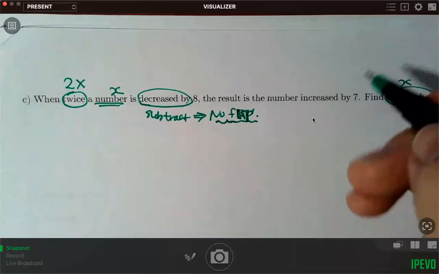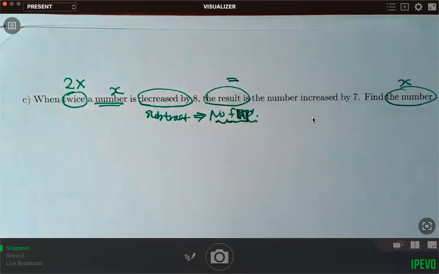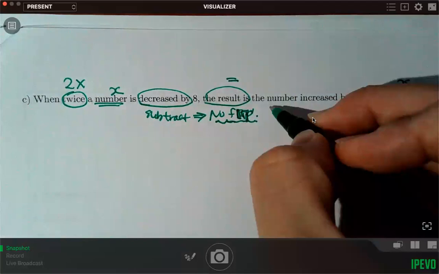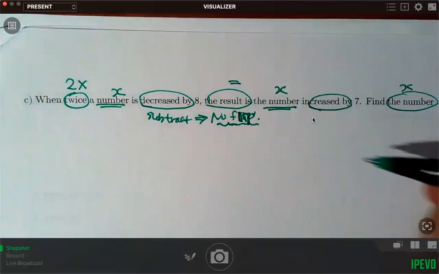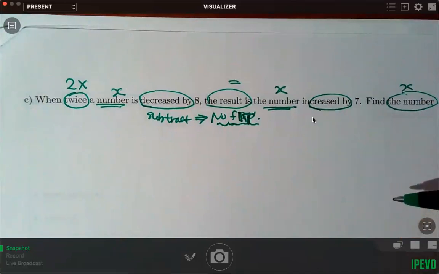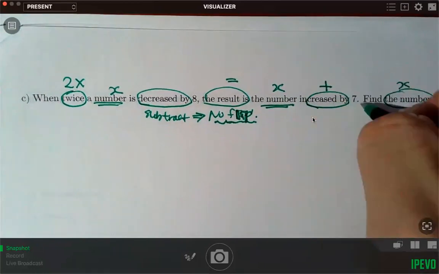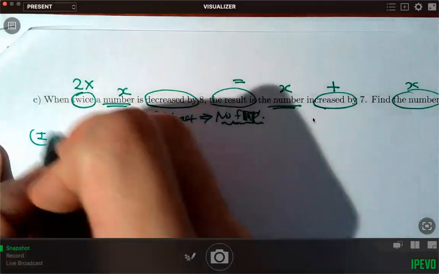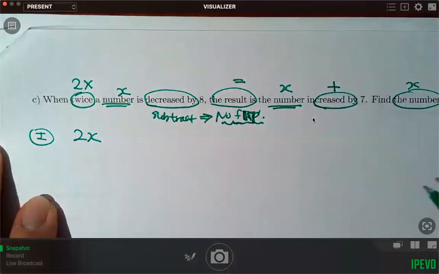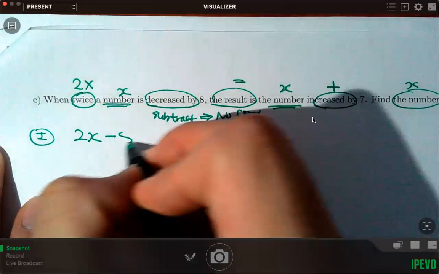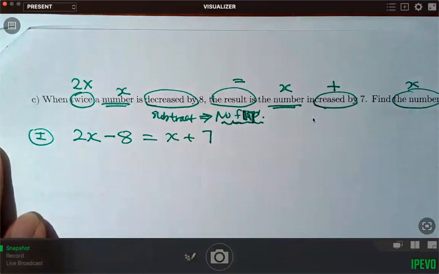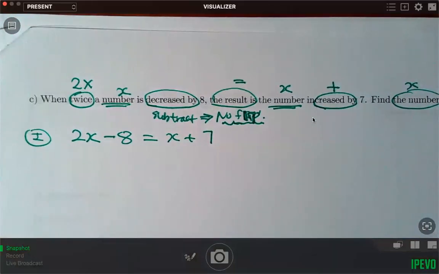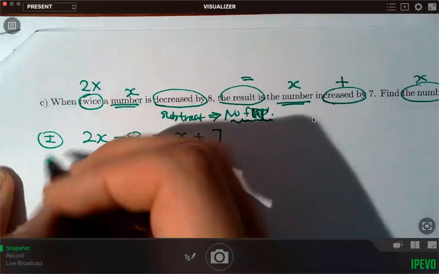So, and now the result is, so that means equal sign, right? And the number, so that's another x. Increased by, what does increased by mean? Added, right? Yeah, not multiplication. And then 7, right? So let's clean things up. Twice x, so that means 2x decreased by, and then minus 8, so no flip, equal sign, number x increased by plus 7. Okay, so that's what we have. And now, how do you solve?